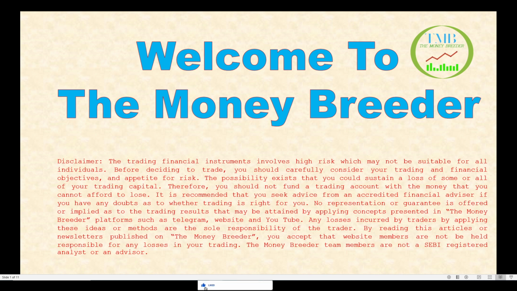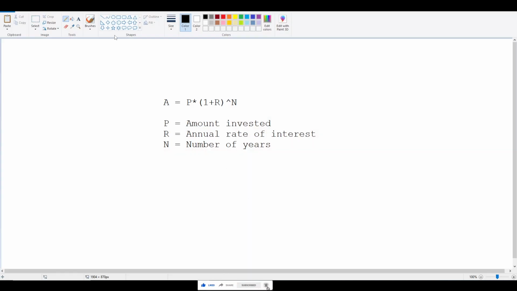Okay, coming to the topic. Here we want to see how we can make 1 crore rupees by investing 20,000 rupees per month.